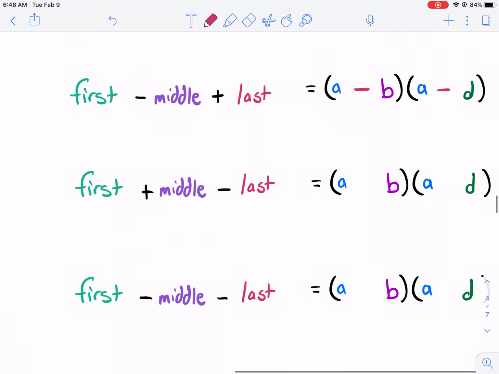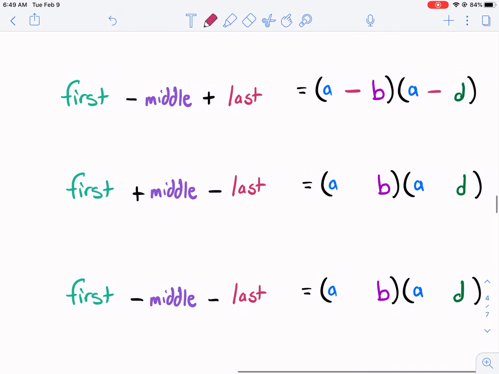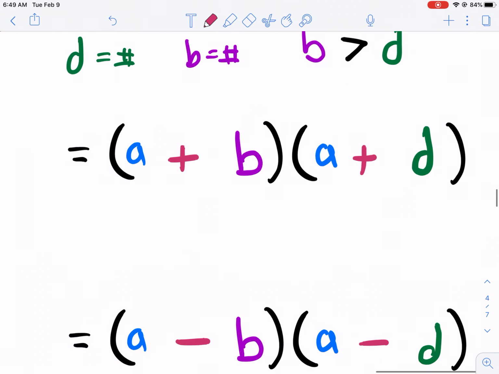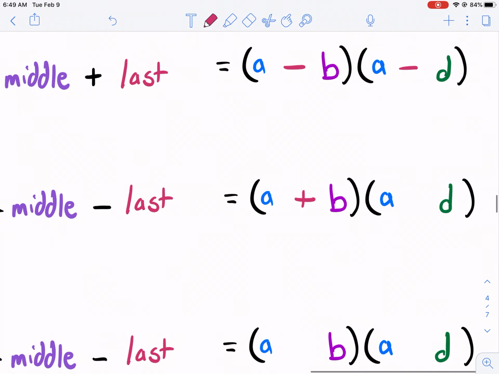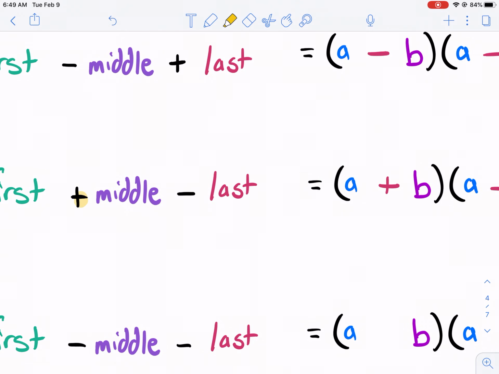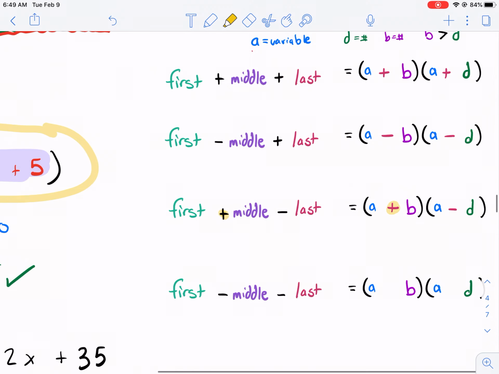Now, what if we have the first term positive, the middle term positive, and the last term negative? Well, in order to get the last term negative, we're going to have a positive times a negative. But the middle term being positive means the bigger number needs to be positive. So we want to make the B positive. B is bigger than D. We want to make the B positive and the D negative. And the reason why we do that is because this middle term is positive, therefore the bigger number needs to be positive also.